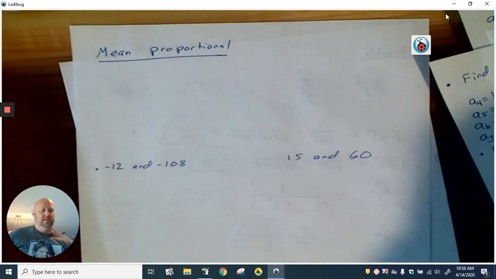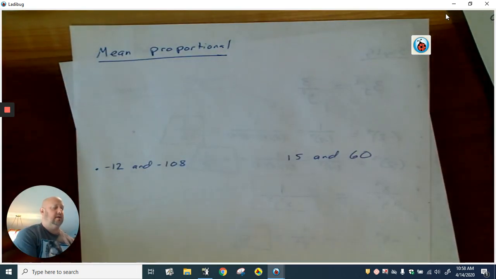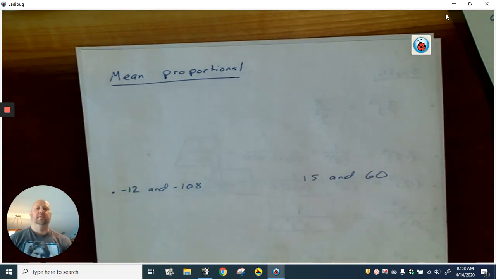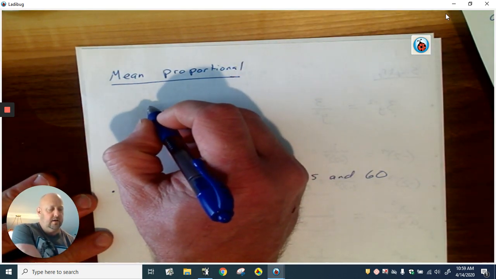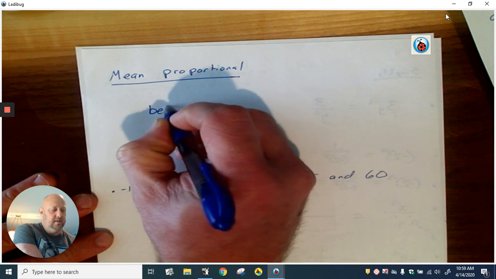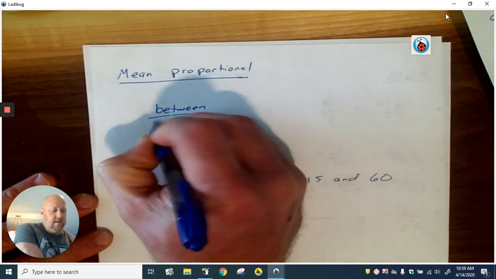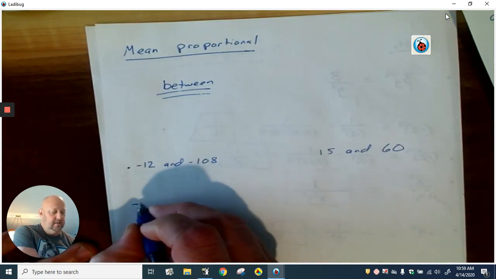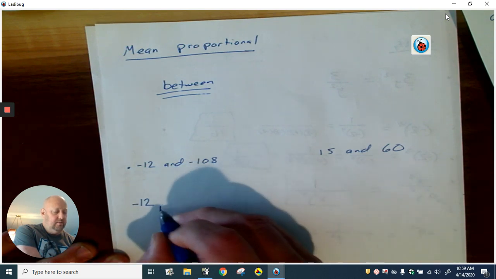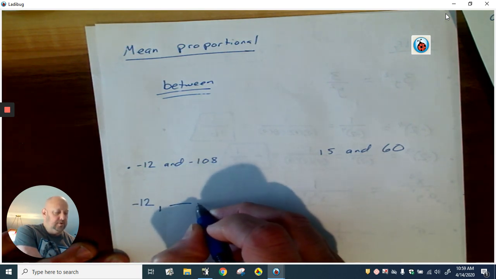Now, there is something different when you start talking about geometric patterns, and that's what we call a mean proportional. Basically, it's very similar to the geometric means where we're inserting a number between, but that's the key word here, the answer has to be between, okay? Now, you could do it the long way, the same way we just did the other ones, where we have a negative 12 and we want to insert one mean proportional in between those.